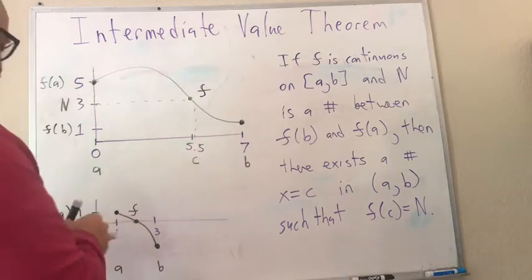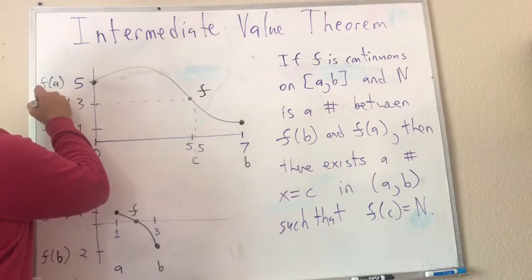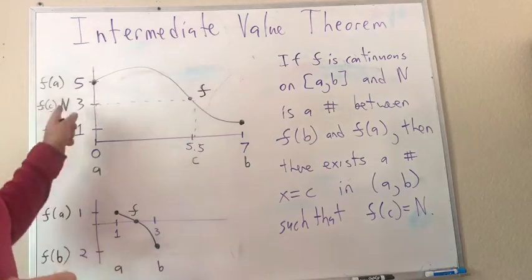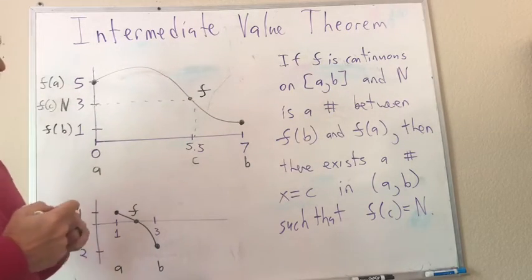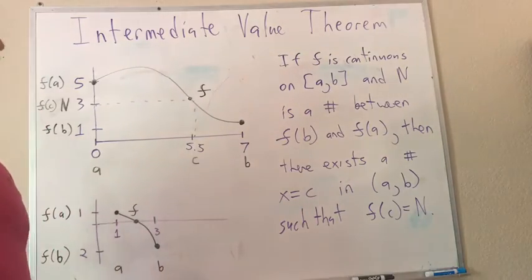That's not so important. The point is, if you stick this number c into the f function, out will come f of c, and f of c is n, this number between f of a and f of b. It's just guaranteed by this intermediate value theorem.